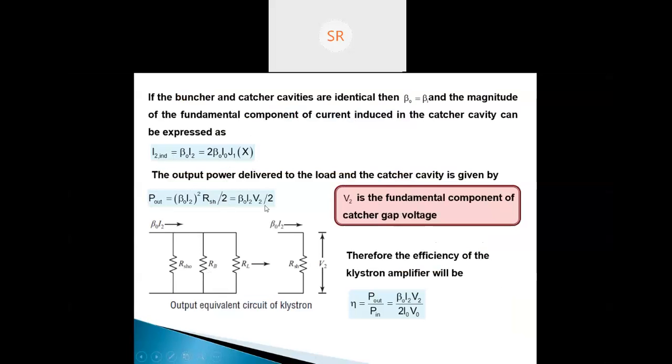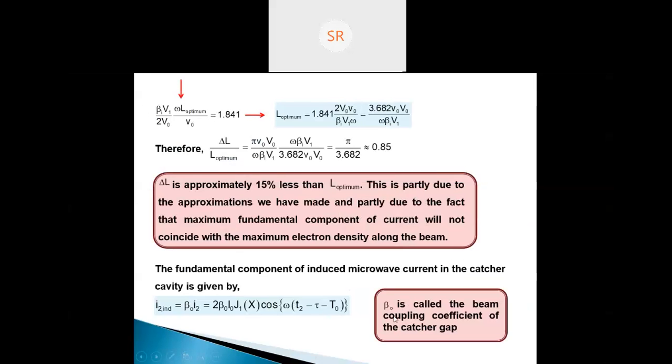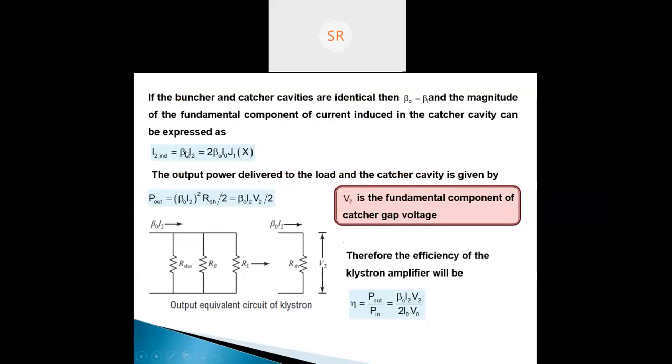And then power output. How much is the output power? Depending upon how much induced current there is, the output delivered to the load and the catcher cavity is given by, this one is about the equivalent circuit of a Klystron. We will get P out is equal to beta 0 I0. Beta 0 is what we call the beam coupling coefficient of the catcher gap. So that is about the catcher cavity output.